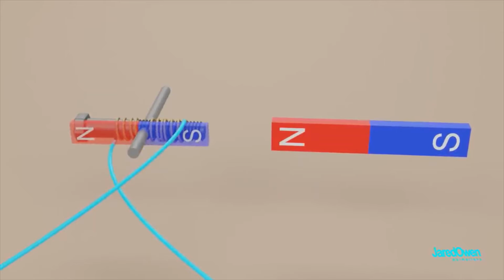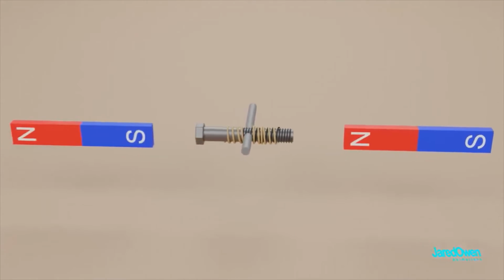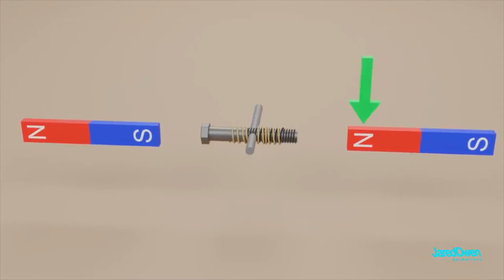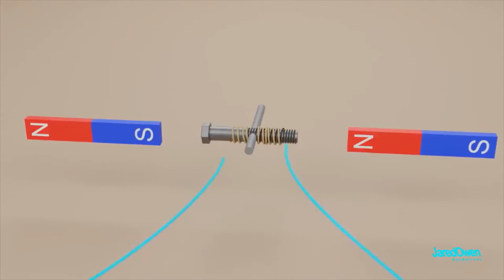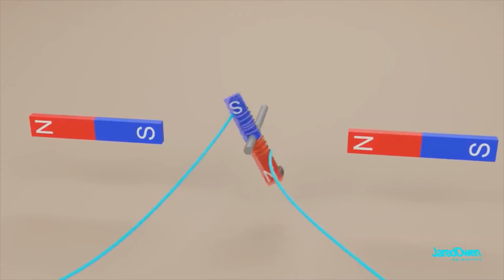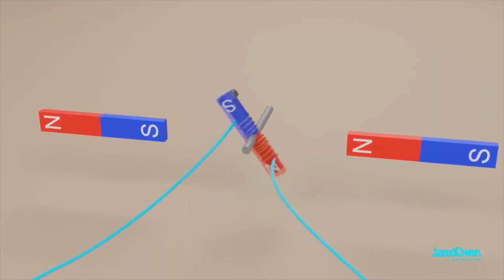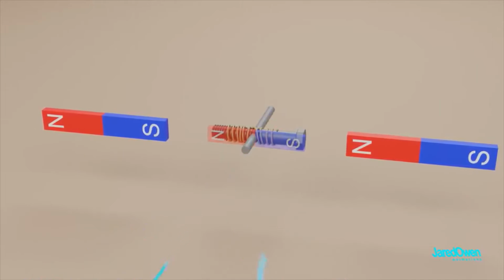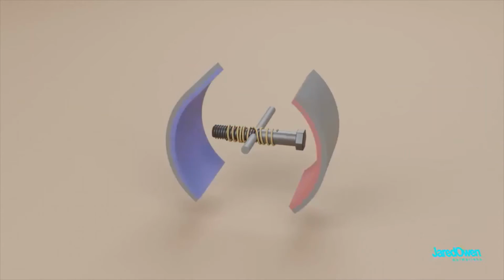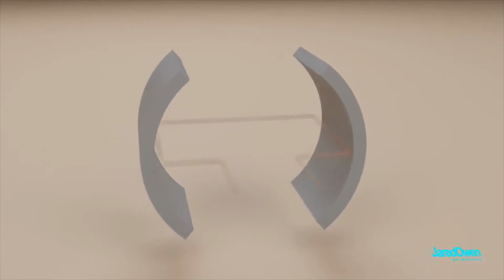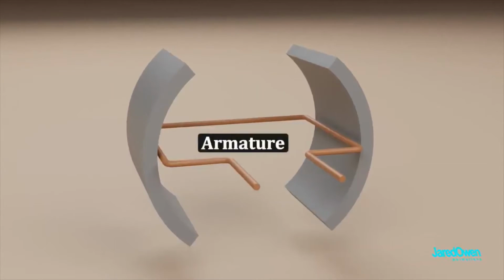To make this stronger, let's bring in another permanent magnet on the side. Notice how this side has the south pole towards the center, and this side has the north pole towards the center. The side magnets work together to spin the one in the middle. This right here shows the very basics of an electric motor, but we need to make a few improvements. The two side magnets can be replaced with stronger curved magnets. And instead of a bolt with wires, we're going to use a metal loop. This is called the armature.